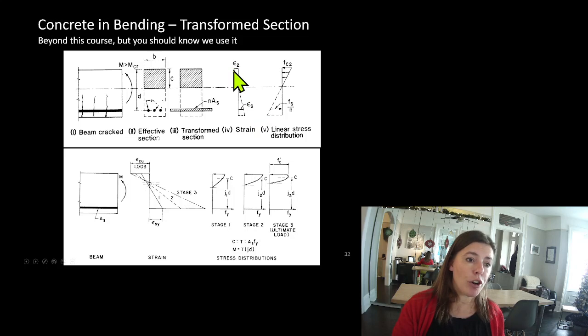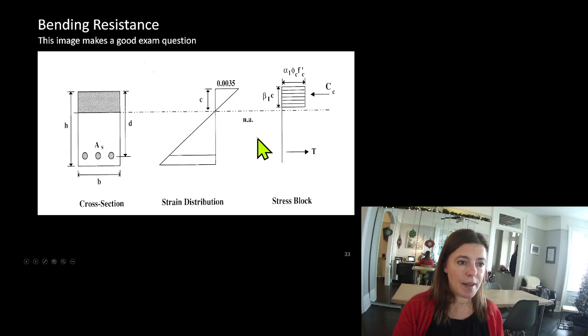So here is our strain diagram. Here is our stress diagram. I'm going to show you another one in just a second that's a little bit cleaner than this. This is how we simplify the stress profile of a concrete beam in bending. This makes a fantastic exam or quiz question.